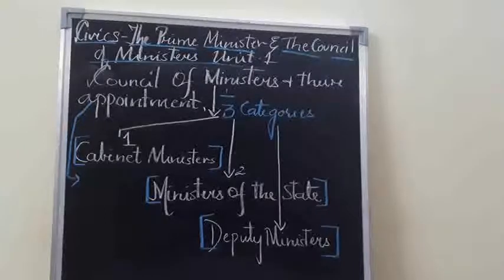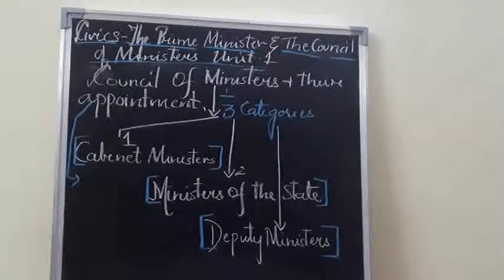The Council of Ministers, who appoints them? The President, on the advice of the Prime Minister. And we are going to learn about how the Cabinet Ministers are appointed. So before that, we will study about the 3 categories of minister. The 44th Amendment Act introduced Cabinet Ministers. It is the 44th Amendment Act which has introduced the Cabinet Minister. Before that, it was one and the same, that is, they were all addressed as Council of Ministers.